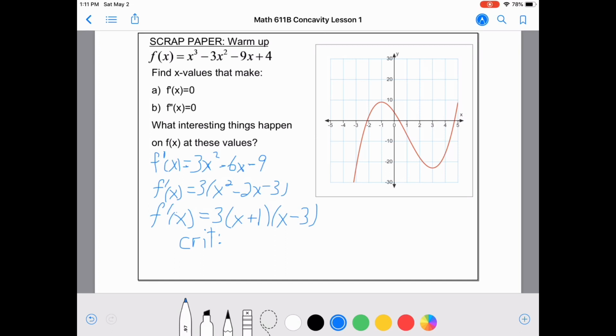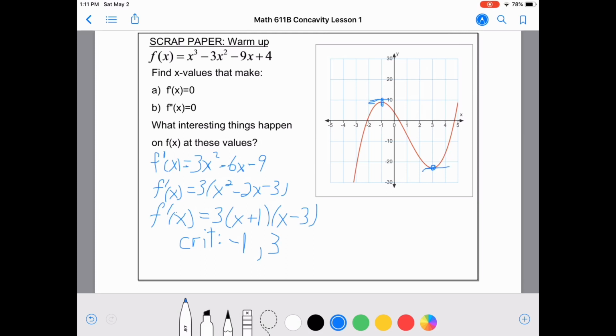Now we've got the first derivative, and it's all nicely factored out. You can tell that the numbers that are going to make it 0 are those critical values of -1 and 3. Now look at the curve. What happens at those values? At -1 we have a max. At +3 we have a min. We have horizontal slopes at those points.